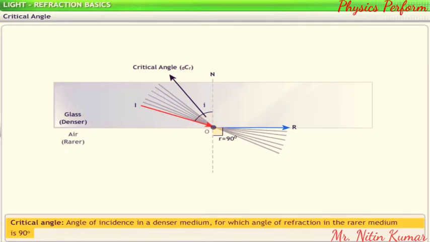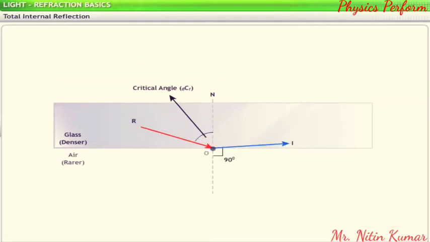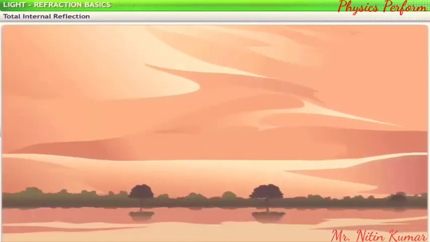As the refracted ray travels along the surface, it makes an angle of 90 degrees with the normal. Thus, we can say that at the critical angle, the angle of refraction is 90 degrees. If the angle of incidence is more than the critical angle, the ray does not refract; that is, it gets reflected back into the same denser medium. This phenomenon is known as total internal reflection.